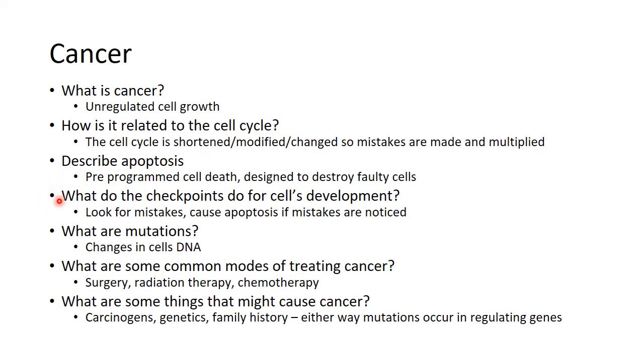Now, what do those checkpoints do for a cell's development? Now, we said previously there's a checkpoint at the end of gap 1, gap 2, and there's even a kind of hidden one in the middle of mitosis. But basically, their job is to look for mistakes, look for certain chemicals that are in the right numbers, and cause apoptosis to happen if those mistakes are noticed. But of course, in cancer cells, they're blowing right by those checkpoints, so those mistakes are allowed to continue.